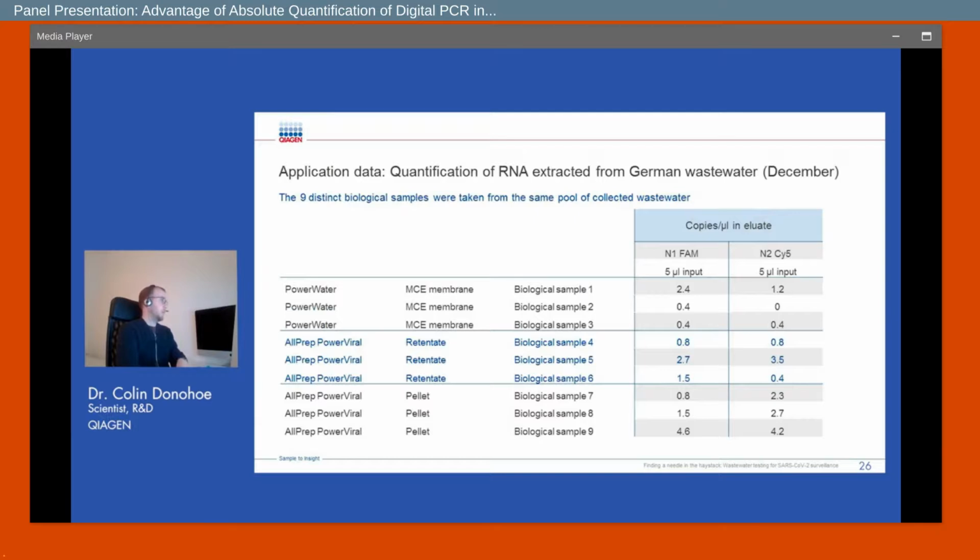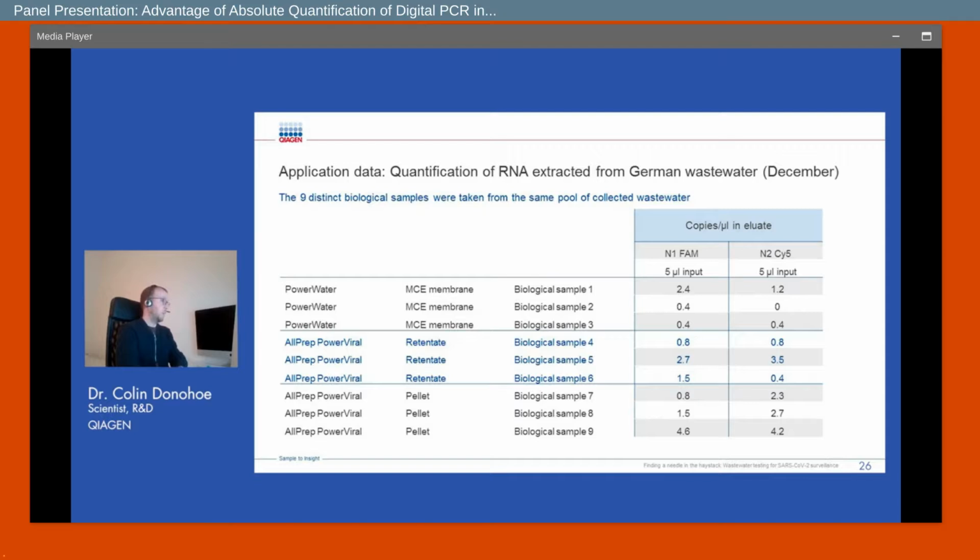Now we'd like to show you some application data where we quantified the abundance of SARS-CoV-2 using RNA extracted from German wastewater using the methods that Dominic described previously in the PowerPoint. So here below we have 9 distinct biological samples which were taken from the same pool of collected wastewater and were then extracted using MCE membrane or the concentration of retentate through Amicon filtration devices or centrifugation of wastewater to form pellets which were then extracted.